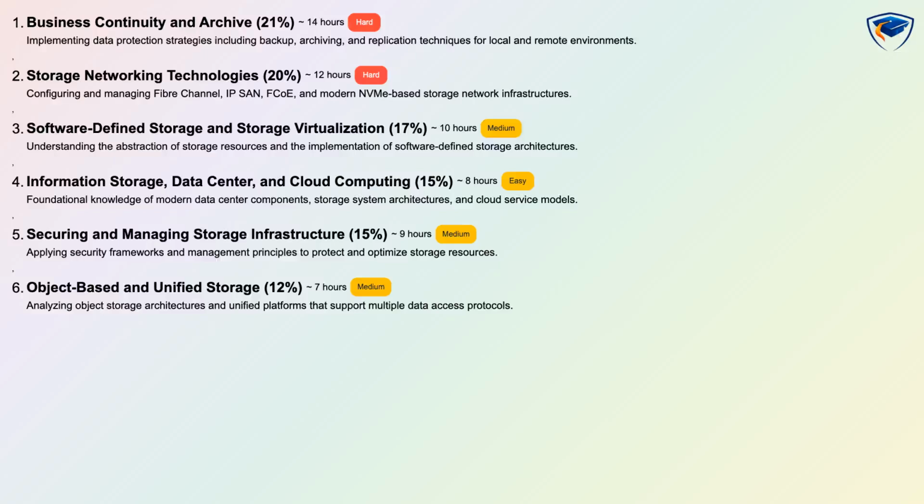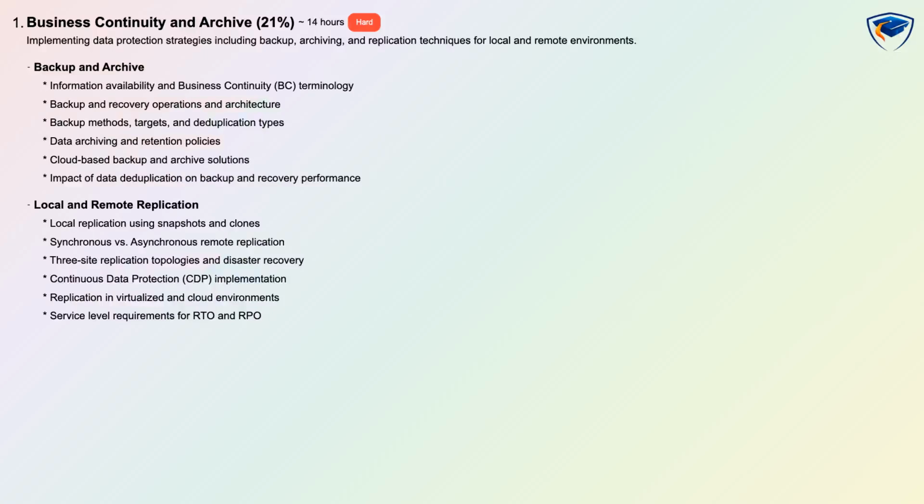The domains are Business Continuity and Archive, Storage Networking Technologies, Software-Defined Storage and Storage Virtualization, Information Storage, Data Center, and Cloud Computing, Securing and Managing Storage Infrastructure, and Object-Based and Unified Storage. The weightage for each domain is 21%, 20%, 17%, 15%, 15%, and 12% respectively. Let's start with the first domain, Business Continuity and Archive.